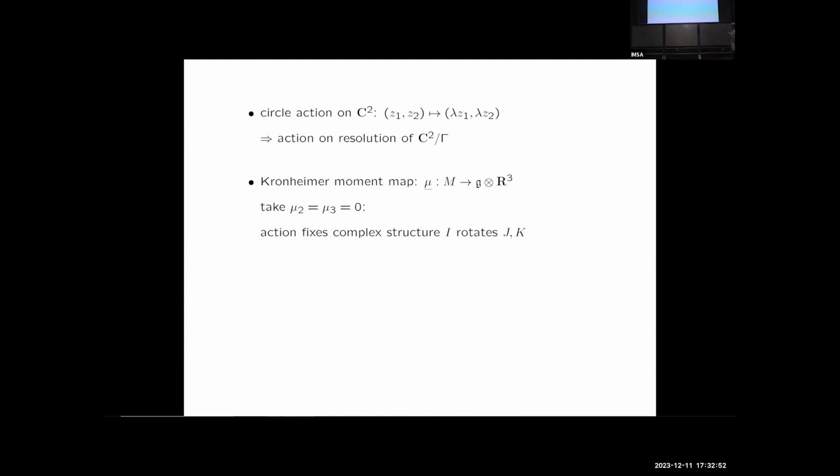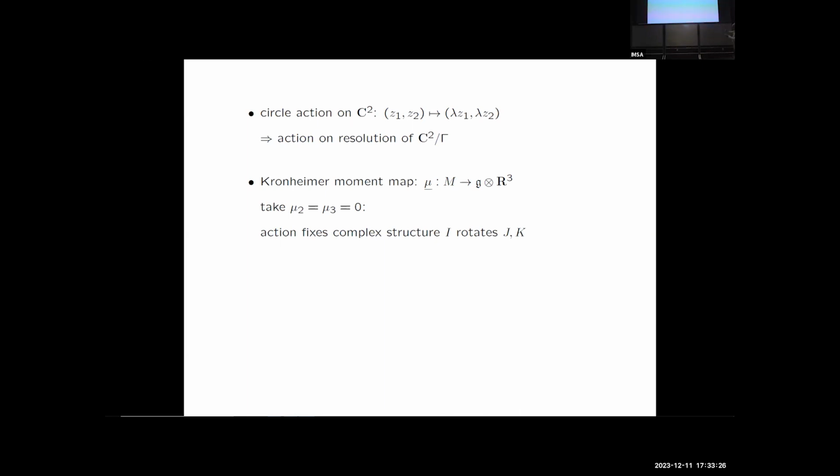Okay, so here's where we restrict things slightly, but make things more interesting. We look at ones where there's a circle action. We want to look at the circle action which starts on C2, and it's just rescaling C2. So this acts on the resolution, and it acts on the twistor space. Well, we have to choose the right moment. So this is going to be a circle action on the hyperkähler manifold, which fixes the complex structure I and rotates J and K. So those of you who are looking at, say, Higgs bundle moduli spaces, this is exactly the same sort of circle action.